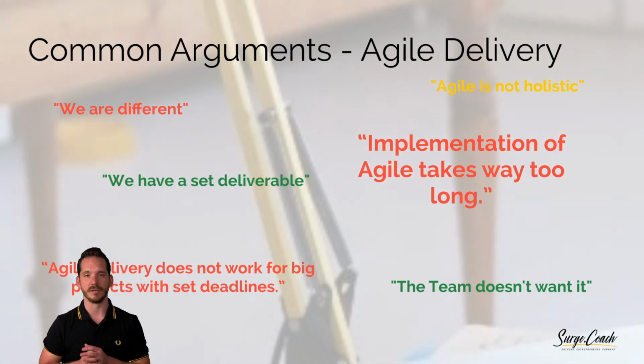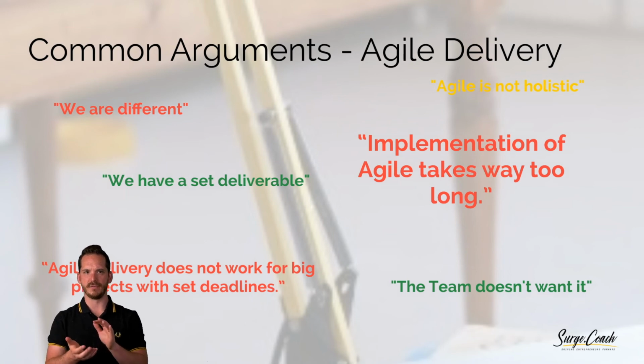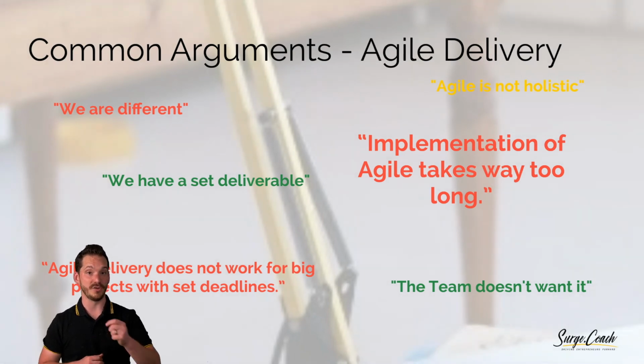Those are excuses, rather than arguments that I will take. We are different. Exactly. And that's why you need agile. Implementation of agile takes way too long. It takes 3 weeks. Agile delivery does not work for big projects with set deadlines. Really? Because that's exactly why agile does work. But why they say this is they'll say that they have to get it done. Everything's important. And by not giving those deadlines, then you're going to fail somehow. You're going to fail anyway, but at least now you know you're going to fail.